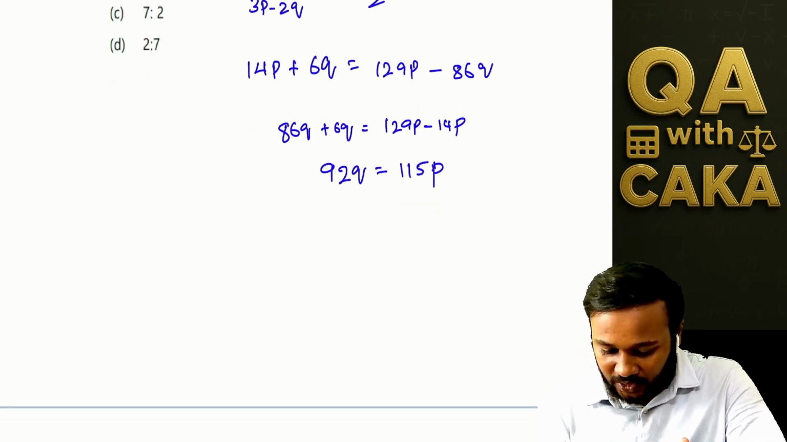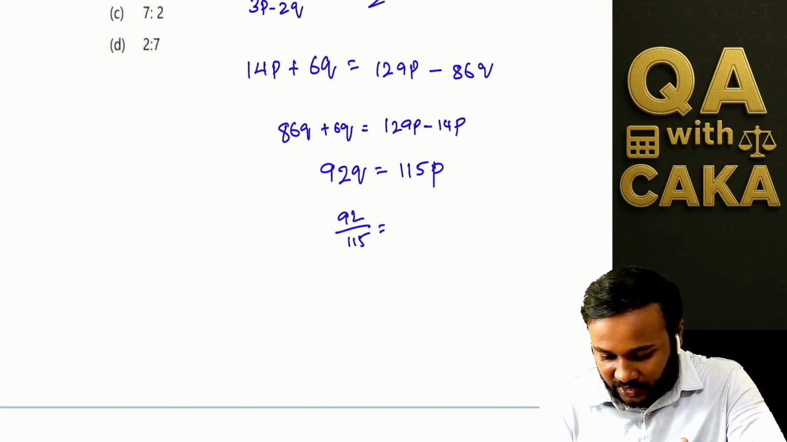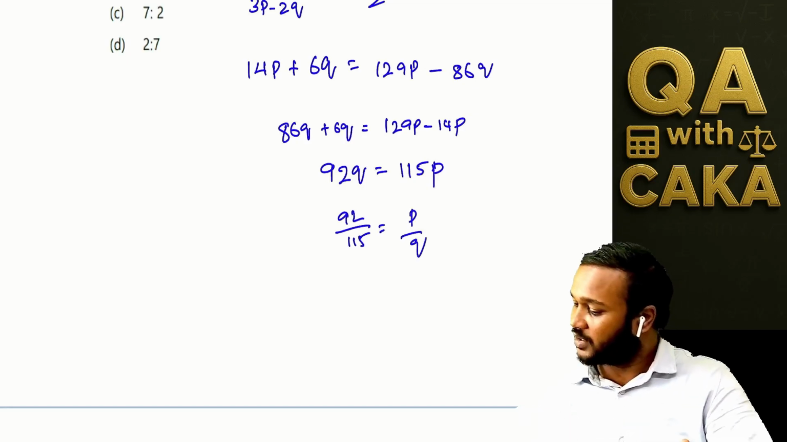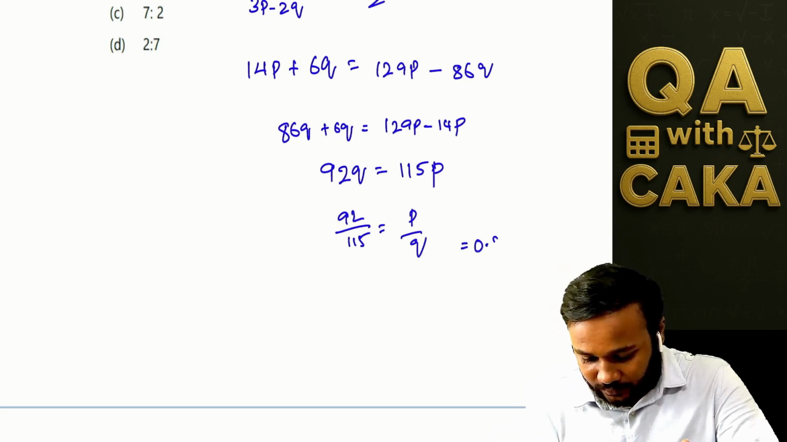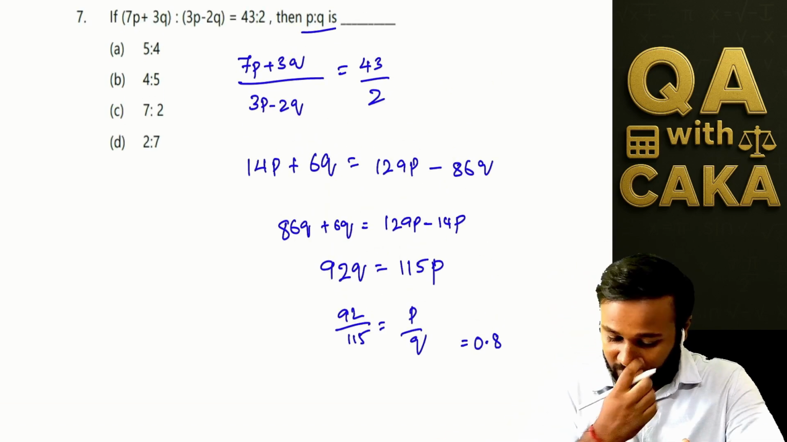We want P by Q, right? So 92 by 115 is equal to P by Q. So what is the answer? 92 divided by 115, which is 0.8. Now solve the options, which is 0.8. You can get the answer.